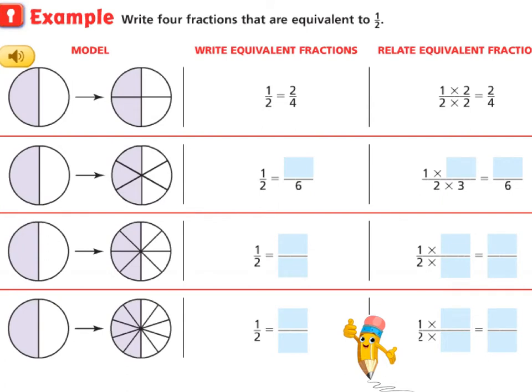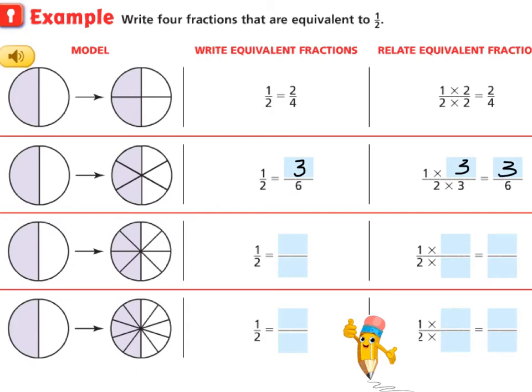Try it for this. You have this on your sheet. Go ahead and see if you can fill in the equivalent amounts. I have 1/2 is equivalent to 3/6. I can show that through multiplication because 2 times 3 equals 6 and 1 times 3 equals 3.